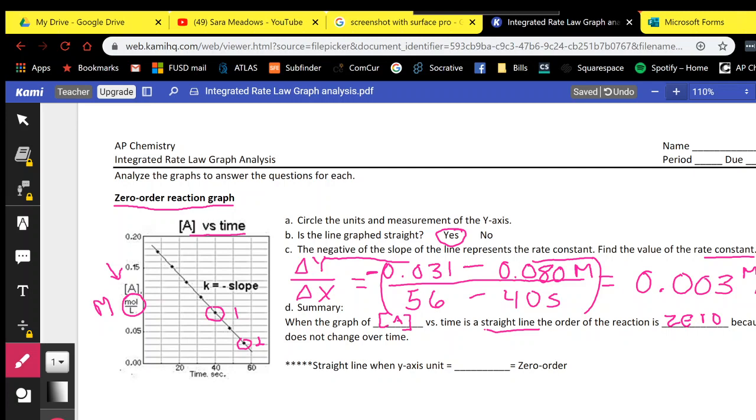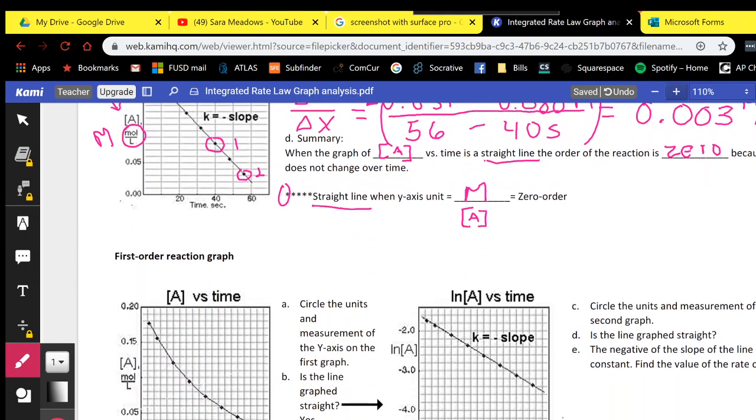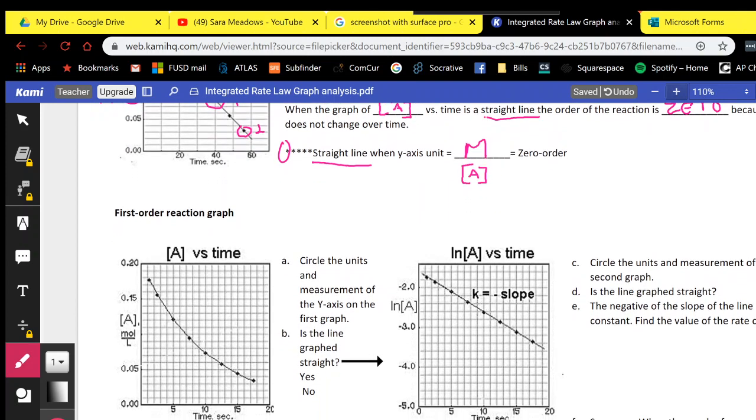Our big takeaway here is going to be where our stars are. When we get a straight line, when the y-axis unit is molarity, or when it's the concentration of A, it's zero order. It has to be a straight line. Okay, so that is our first one. Now we're going to see how this changes for a first order reaction graph.